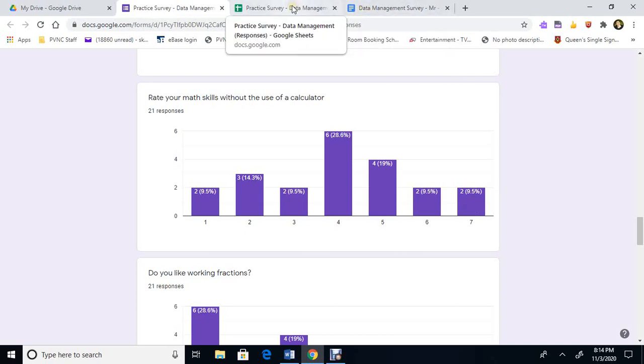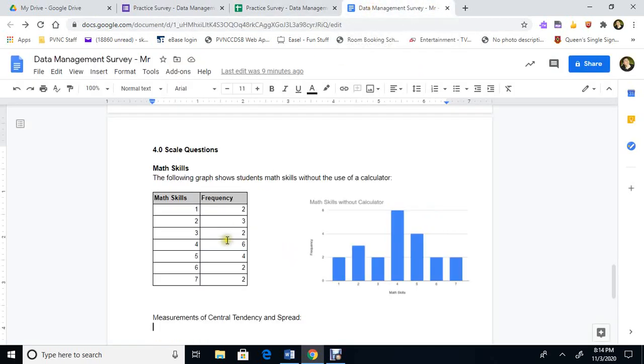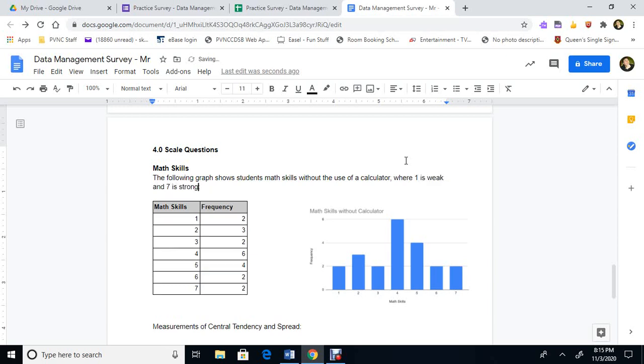Okay. Now over here, I've decided to put all the information into a chart, and here we can see the math skills and the rating. We'll have to put what 7 is on the other sheet. The following graph shows the math skills without the use of a calculator, the frequency and the math skill. Here I just forgot to add a comma where 1 is weak and 7 is strong, so that at least we know.